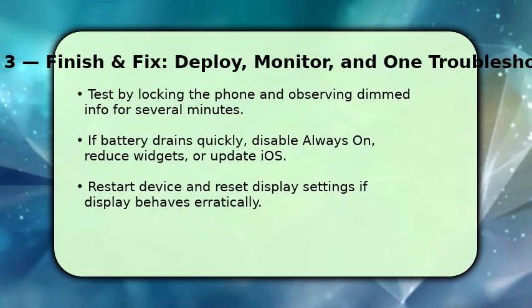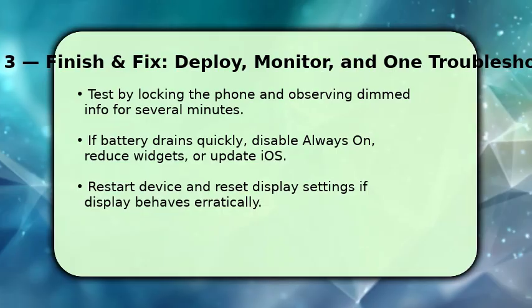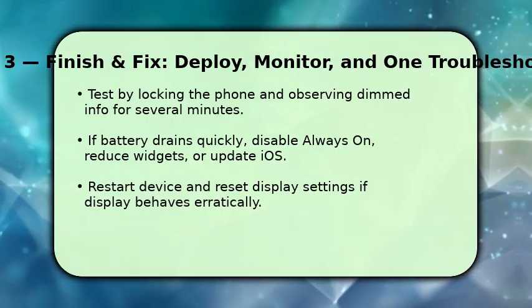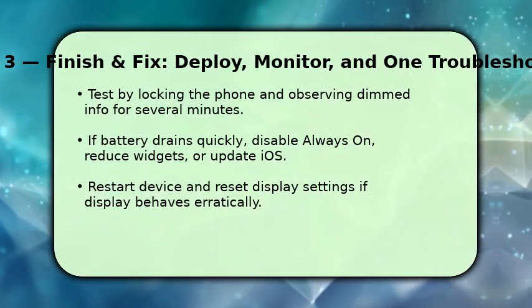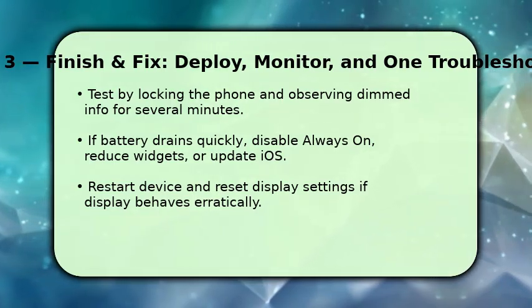To finish, lock your phone and watch the dimmed lock screen for a few minutes to confirm Always On works correctly and shows chosen items. If you notice faster battery drain, make sure you updated iOS, remove non-essential widgets, and consider turning off Raise to Wake.